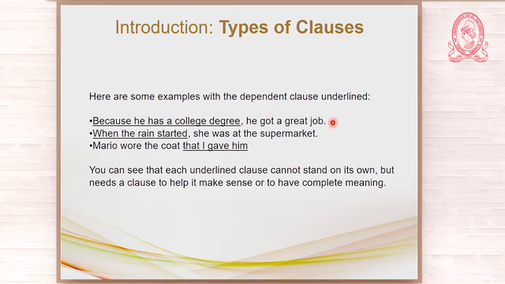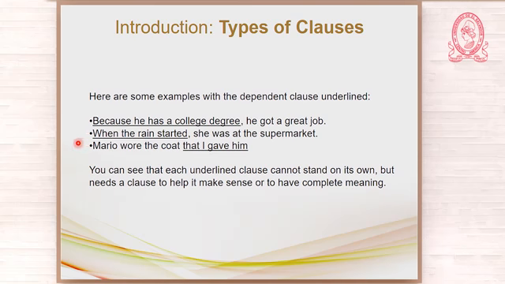Now let us listen to the sentence again. Because he has a college degree, he got a great job. Now let us see the other sentence. Remember that the underlined part is the dependent clause. When the rain started, she was at the supermarket. Okay? Alone, when the rain started, doesn't make sense. You need extra information.